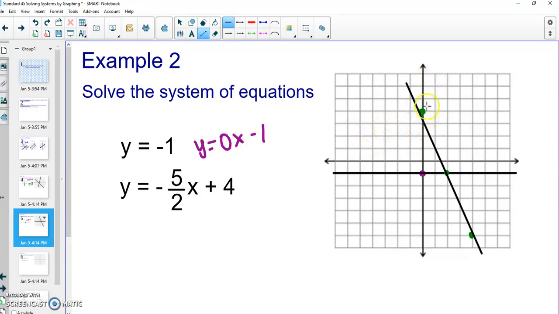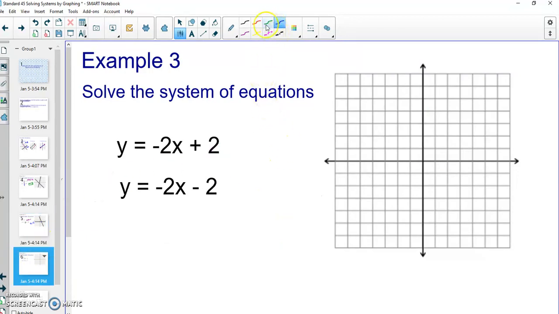I didn't go in the opposite direction because there's not space to go up 5 and left 2, but if there was space, I would move up 5, left 2. So then my solution to my system would be where these two lines cross. They cross right here at this point, which on the x-axis is 2, y-axis is negative 1, so my solution is the point 2, negative 1.